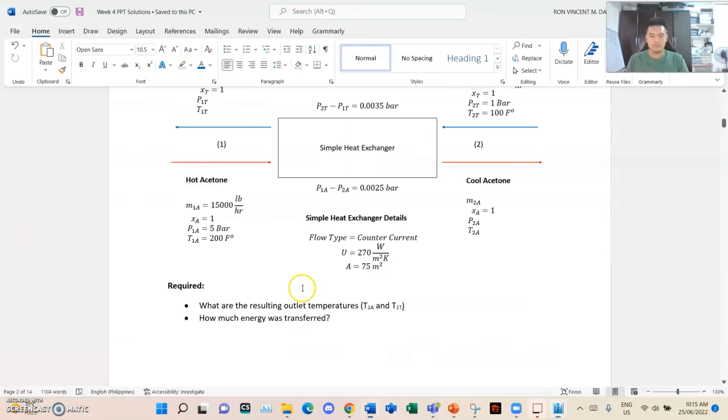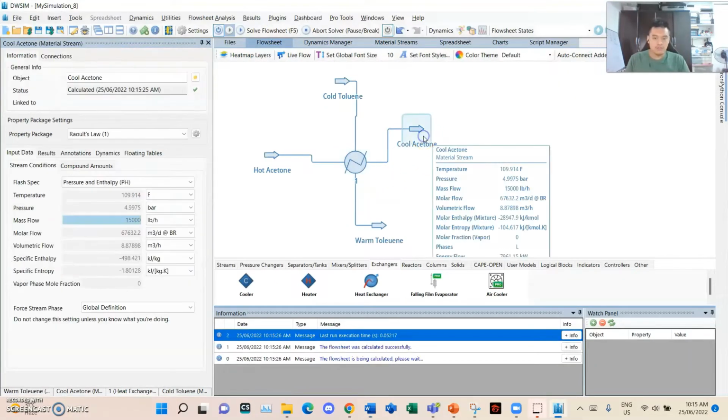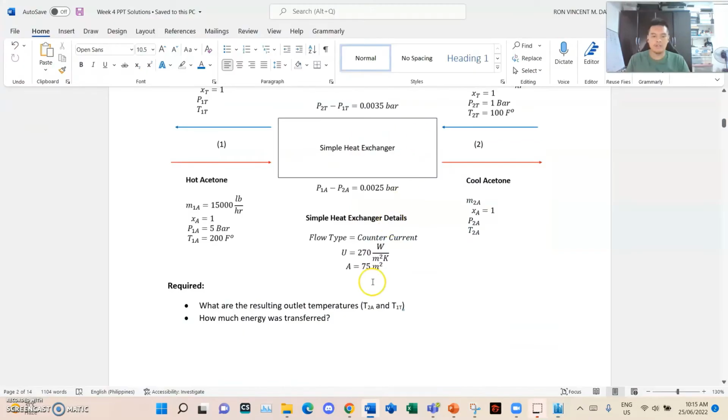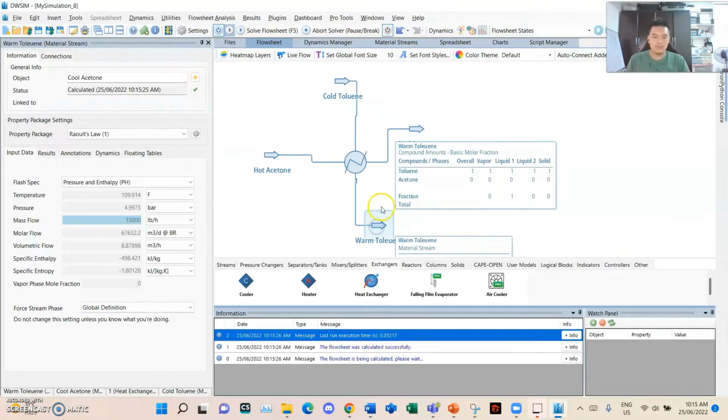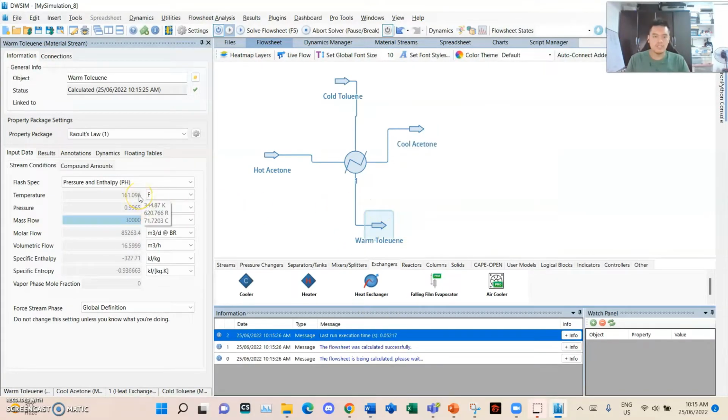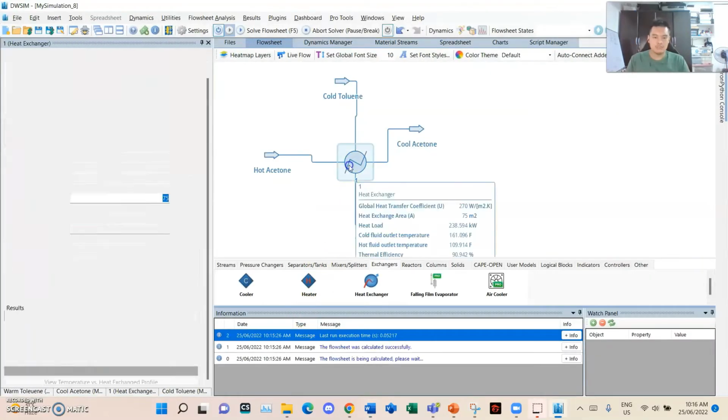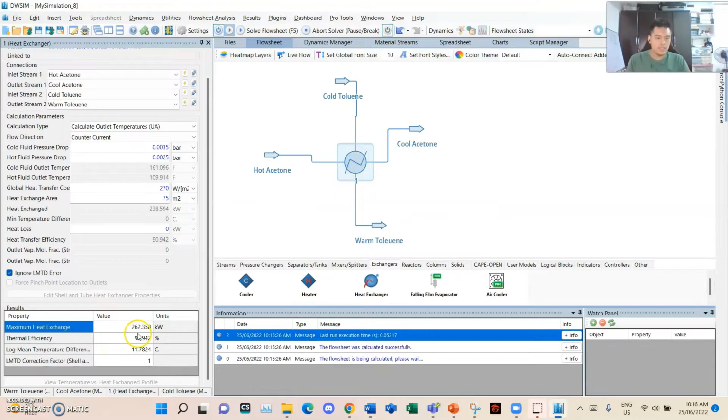So according to the simulator, the resulting outlet temperature for acetone is 109.914 Fahrenheit, while for the warm toluene, it's 161.096 Fahrenheit. And lastly, how much energy was transferred? So according to here, the energy transferred is 238.594 kilowatts, and the maximum heat exchange is 262.358 kilowatts.